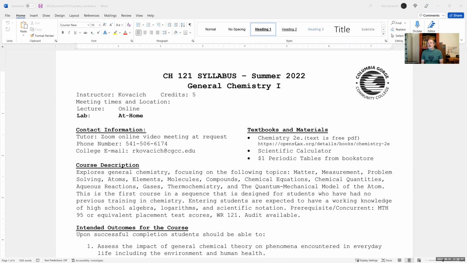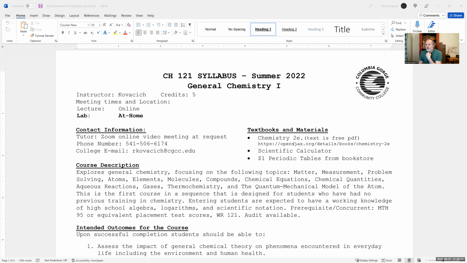If we want any tutoring or anything like that, if we need some assistance outside of online forums and whatnot, we can set up a Zoom meeting, and that link is on Moodle. I'll show that to you. Here's my phone number and the college email account. You can use this or Moodle Messenger to get a hold of me. Those are the easiest things to do.